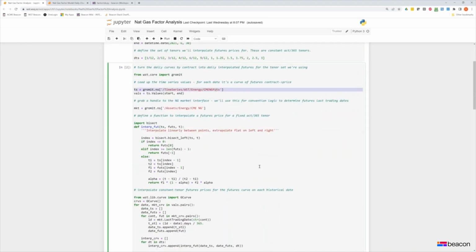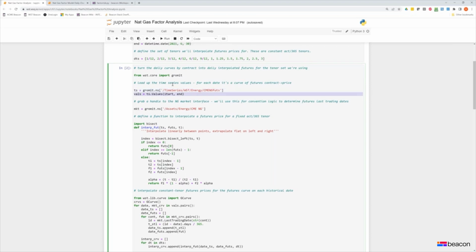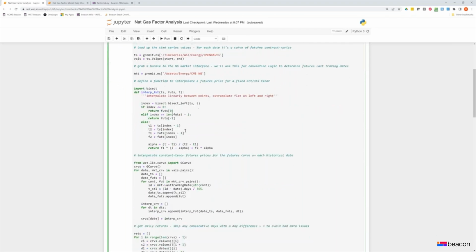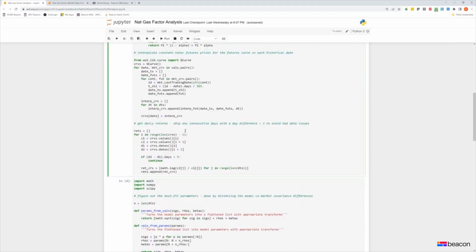Here, for example, it grabs a handle to a time series that has all the natural gas futures prices in it. In Beacon, a lot of our data is stored in time series. This gives you an interface, and then you can ask that interface, give me all the time series values from the start of my historical window to the end. The value of the time series for any particular date is the settlement price of all the different futures. So for a given date, it's got the whole future settlement curve for that date. And then it interpolates these constant tenor futures prices.